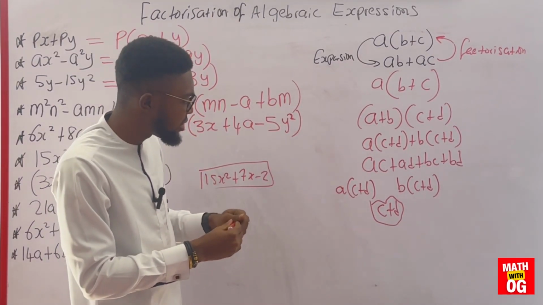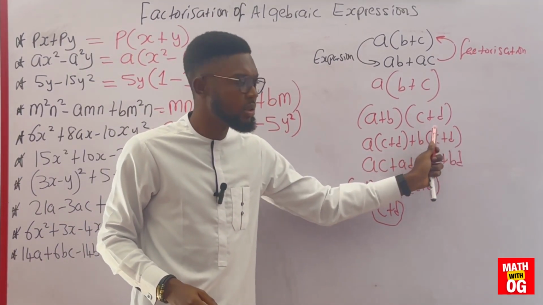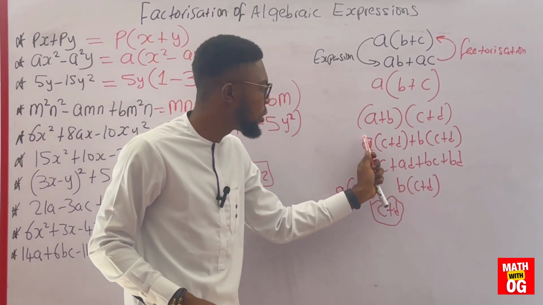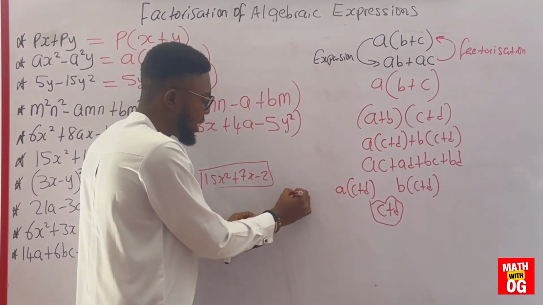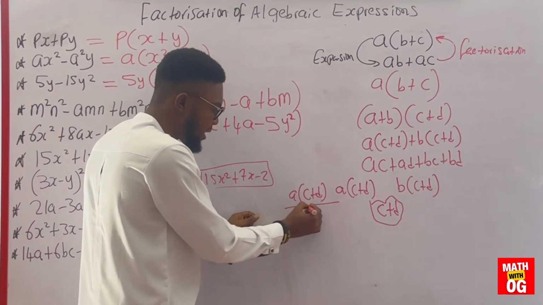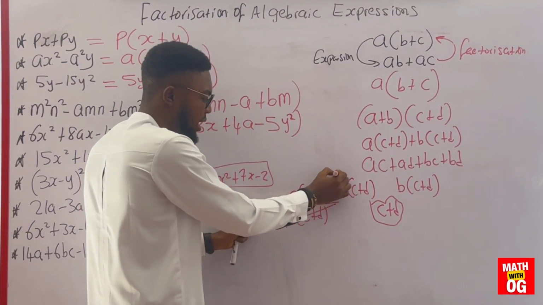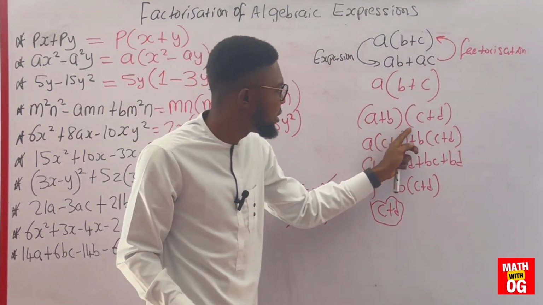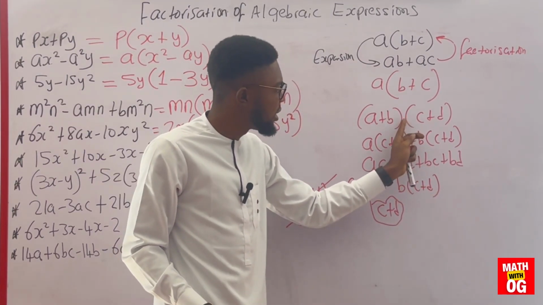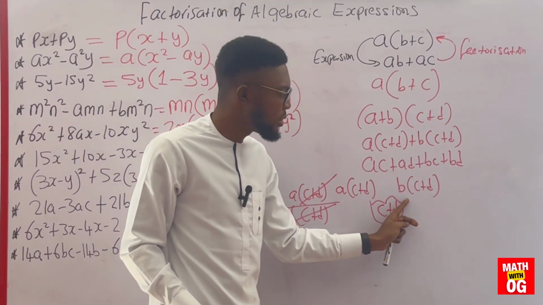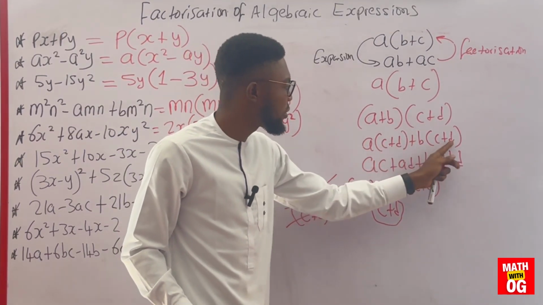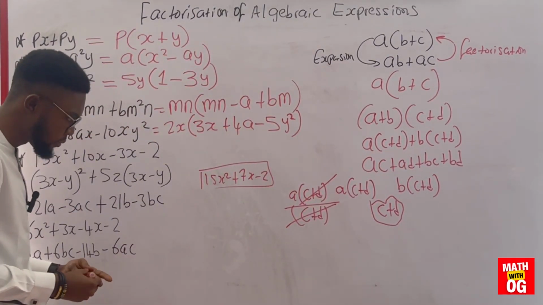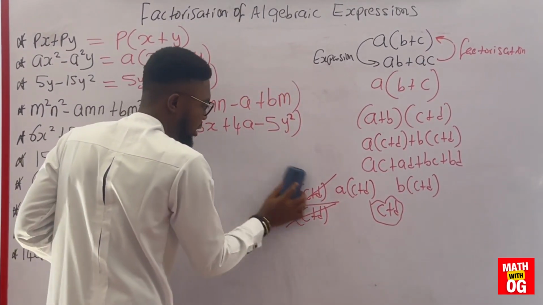So if I factor out c plus d from these 2 guys, you now ask yourself, how many times will c plus d go into a multiplying c plus d? That simply means a multiplying c plus d divided by c plus d. You agree with me that c plus d can cancel c plus d, and I'm left with a, hence the a here. You also ask yourself, how many times will c plus d go into b into c plus d? c plus d cancels c plus d, and you are left with what? b. So I'll factor out c plus d, and I'll be left with a and b. The same thing will happen here.